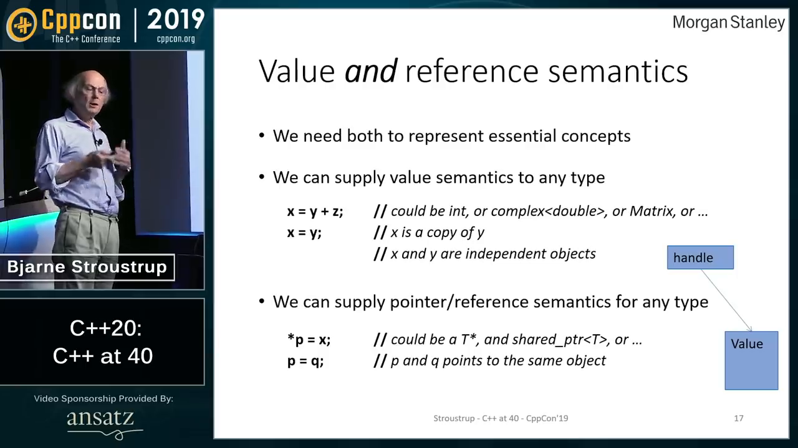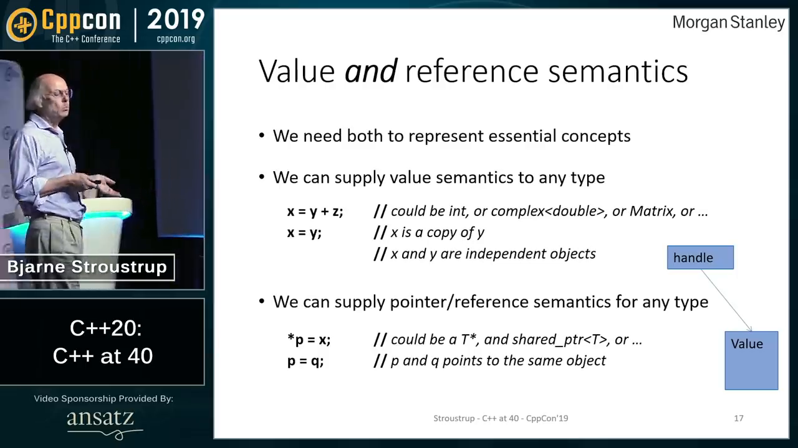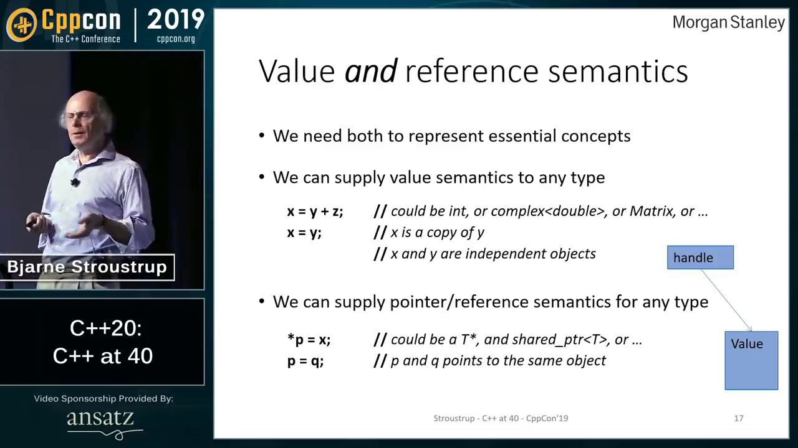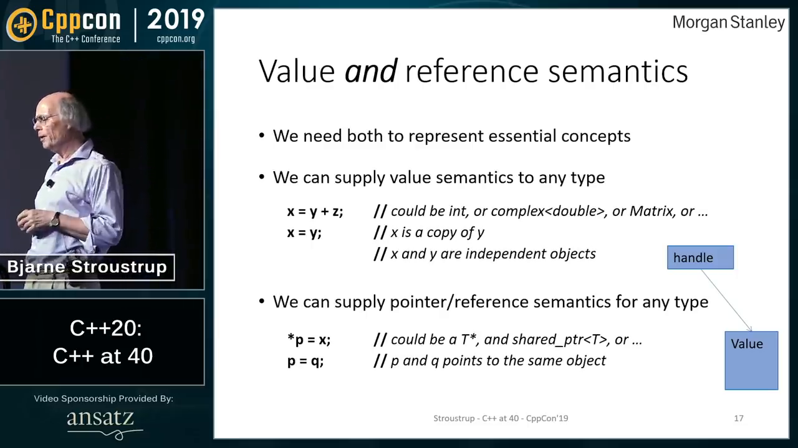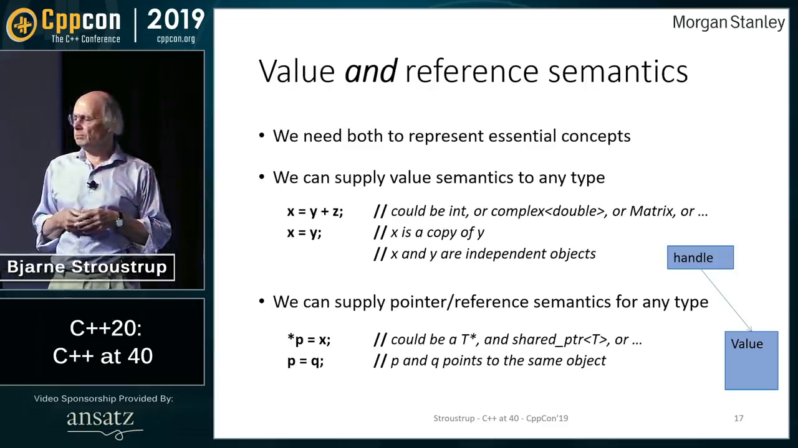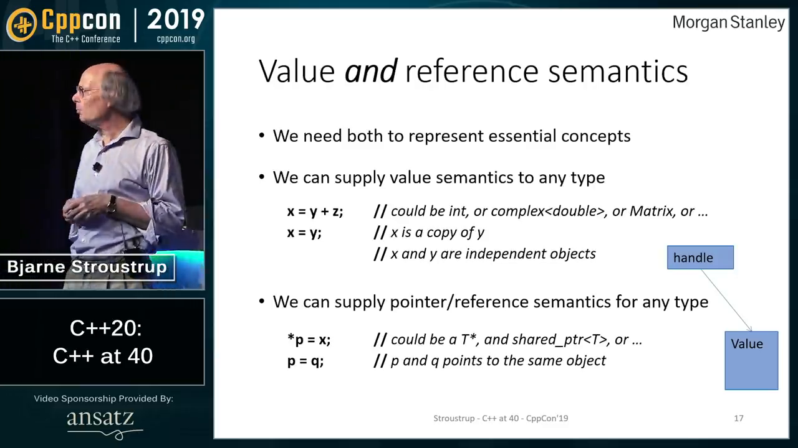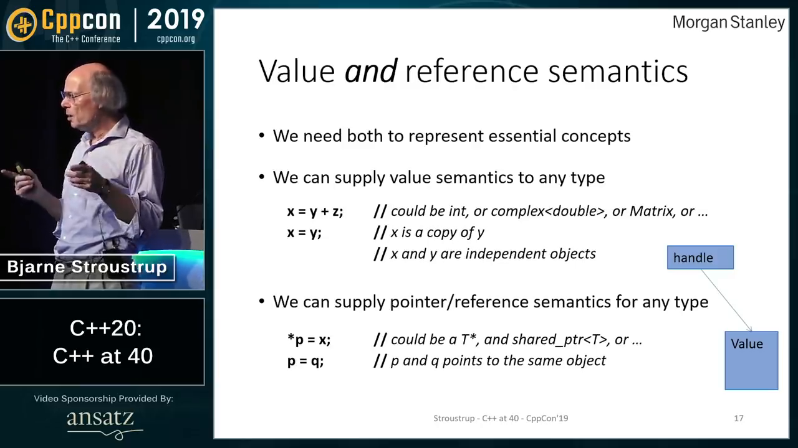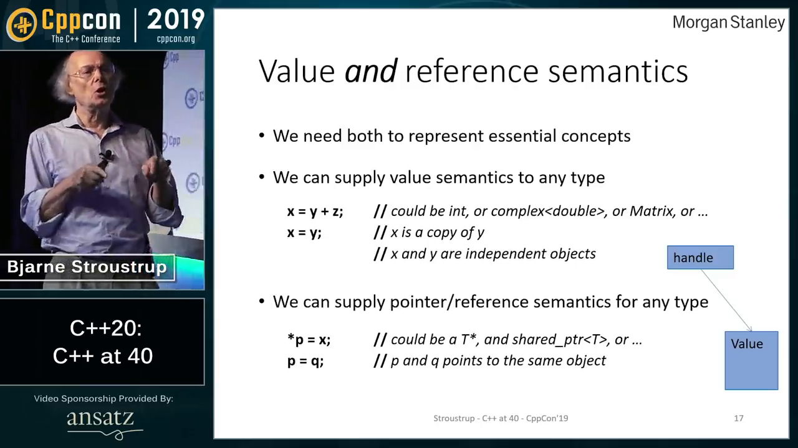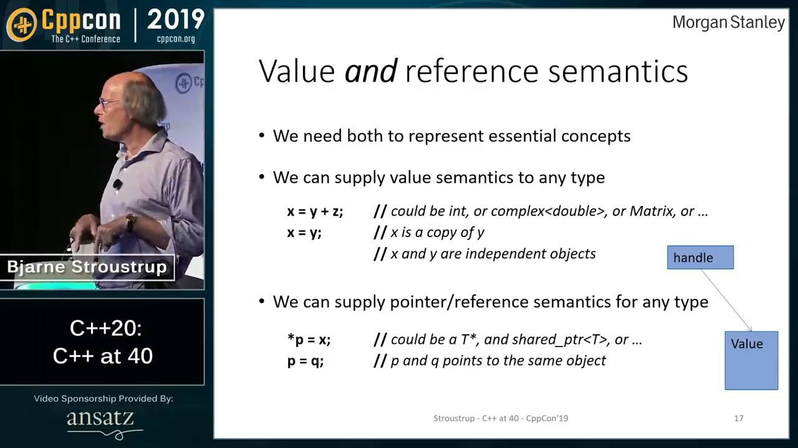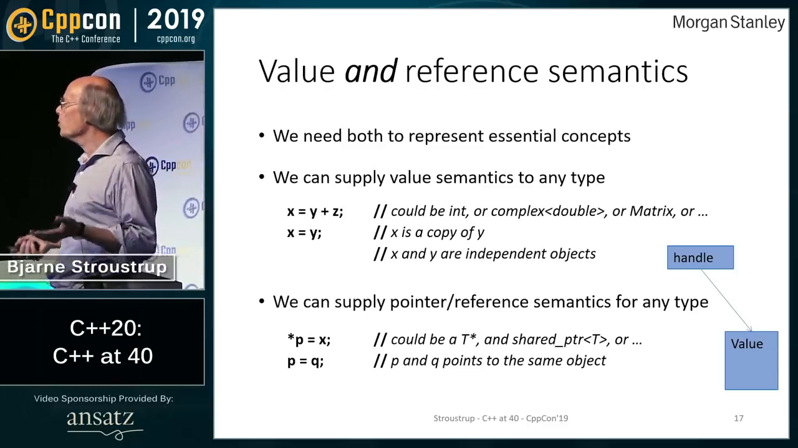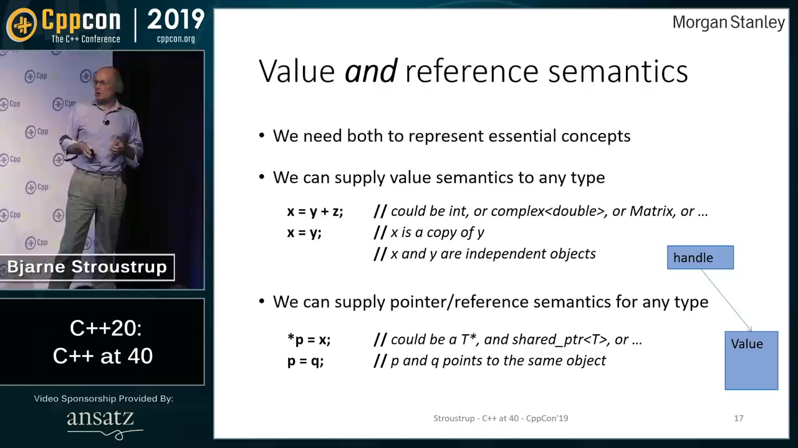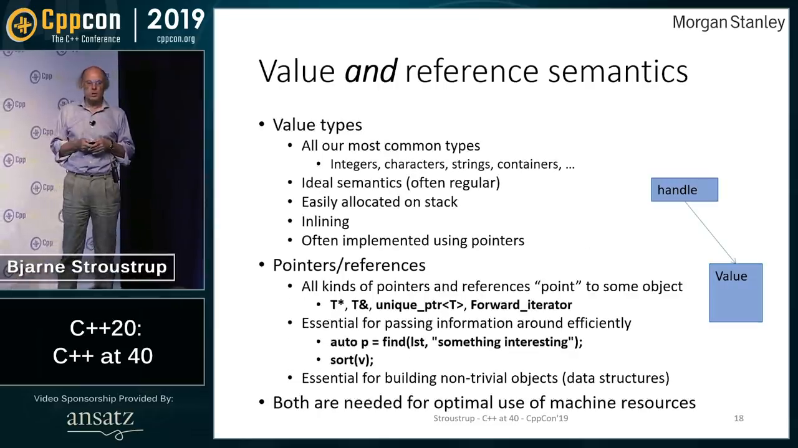On the other hand, we have a lot of types that must be sort of pointer reference-like. It refers to something over there. And so we can assign through them, read from them. And if we make something that has a pointer reference semantic, when we have an assignment there, they'll refer to the same object. The combination of the two is one of the keys to C++'s success.